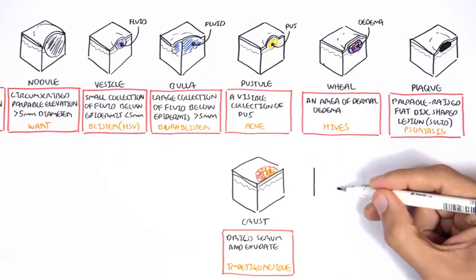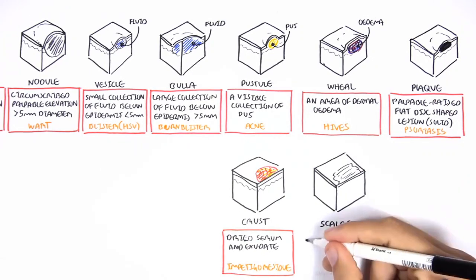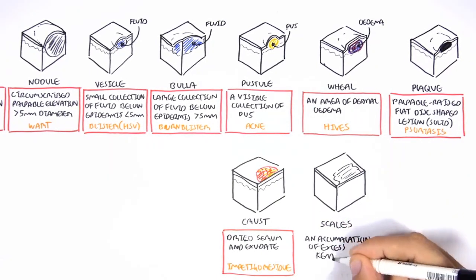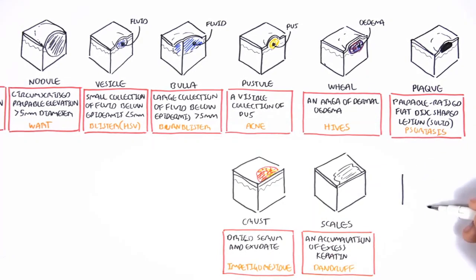Scales can also be used. Scales is defined as an accumulation of excess keratin. This can be seen in dandruff. Dandruff is an example of scales.